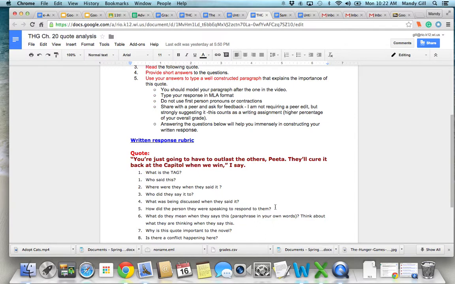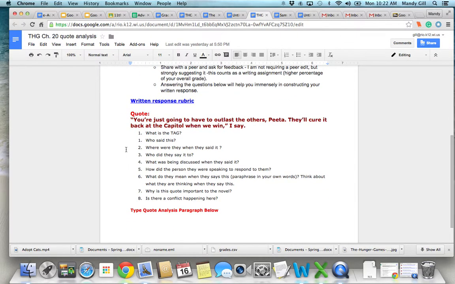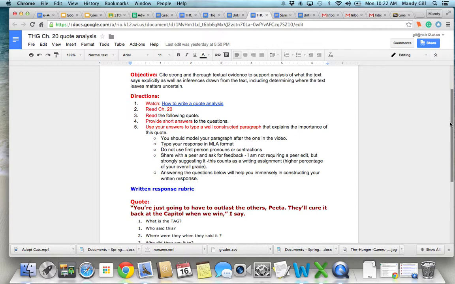So in other words, is there anything that you can read between the lines? What were they thinking of when they said this? Why is this even important to the novel? And is there some type of conflict happening here? After you answer these questions and sit and really think about this, then down below here, you will type your paragraph. And it should include, like I said, all of these things. It is going to be in MLA format, but you don't need to worry about that format. This is a little bit different.